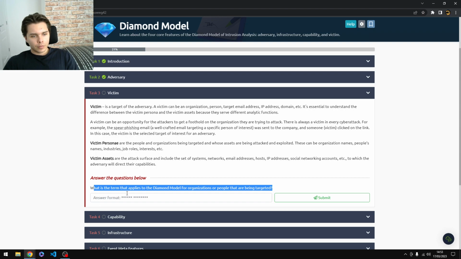What is the term that applies to the Diamond model for organizations or people that are being targeted?